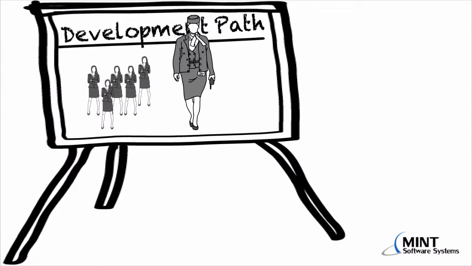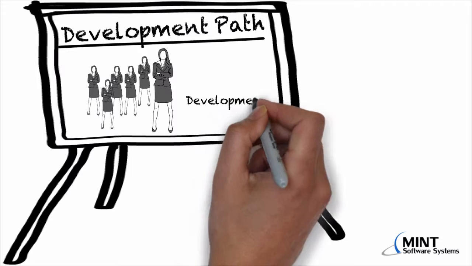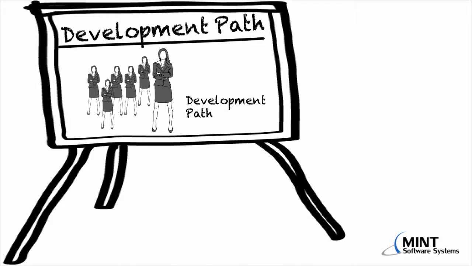Before we go into the Mint system, I just want to make very clear what we have done so far and what our next steps are. Until now, we only have created a development path. But in order to become a flight attendant, all new hires have to go through this development path. So the development path has to be assigned to every new hire.